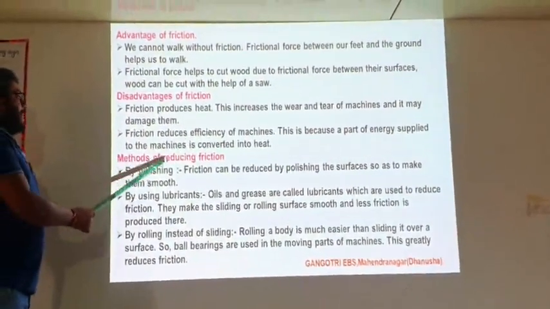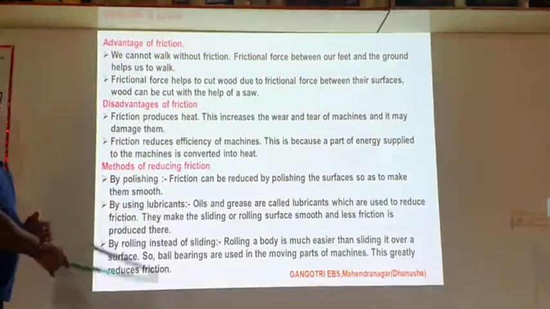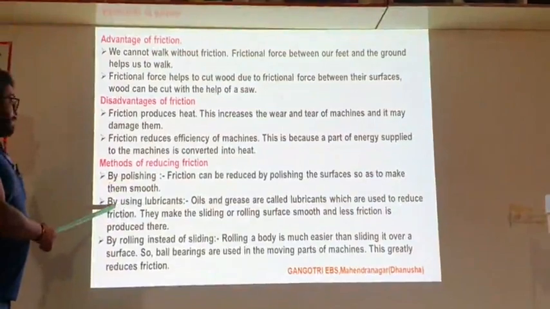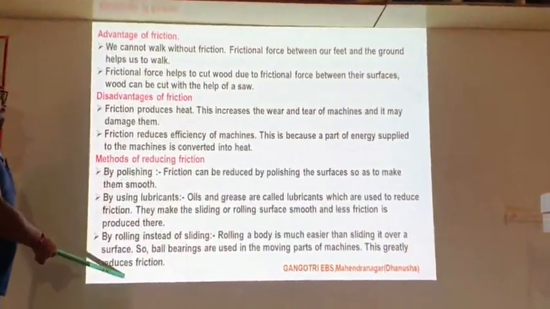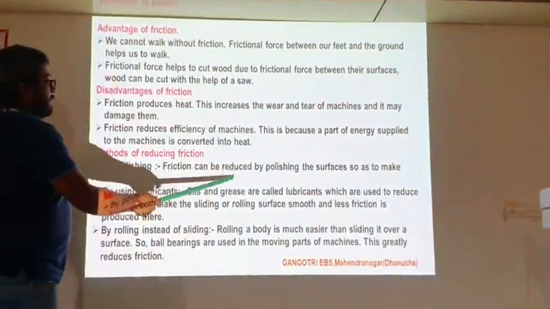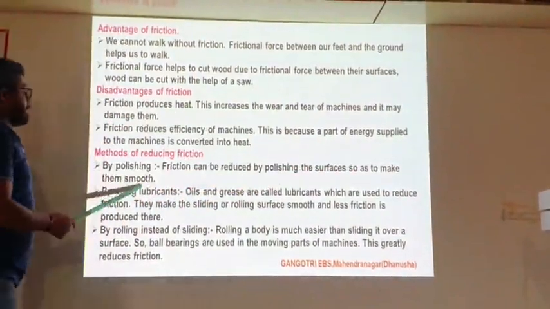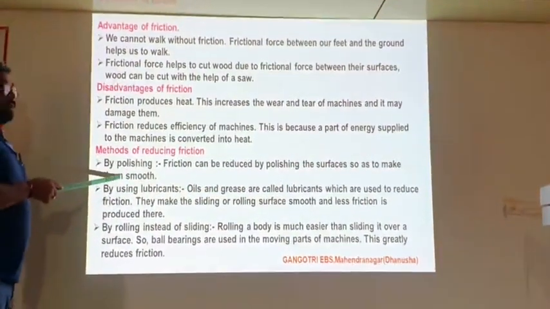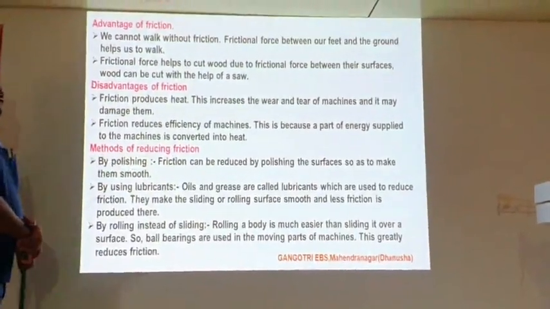Now here are the methods of reducing heat. How can we reduce the heat? By polishing, by using lubricant, by rolling instead of sliding. I have mentioned them here. First of all, by polishing: friction can be reduced by polishing the surfaces so as to make them smooth. When we make the surface smooth by polishing, then friction will reduce.